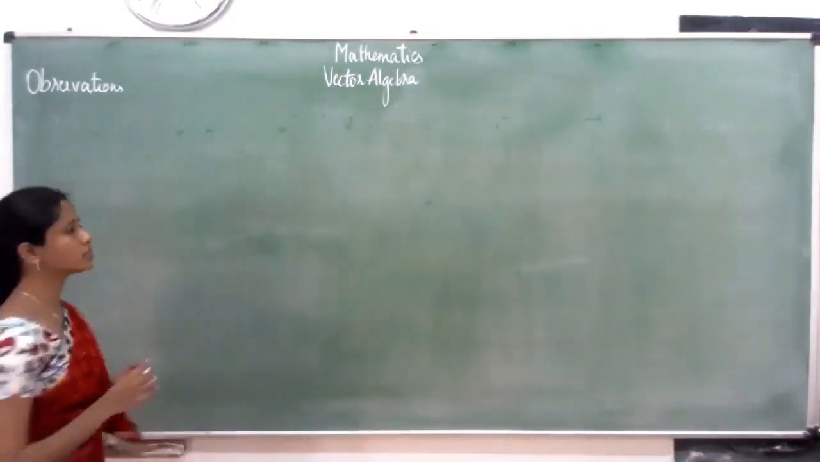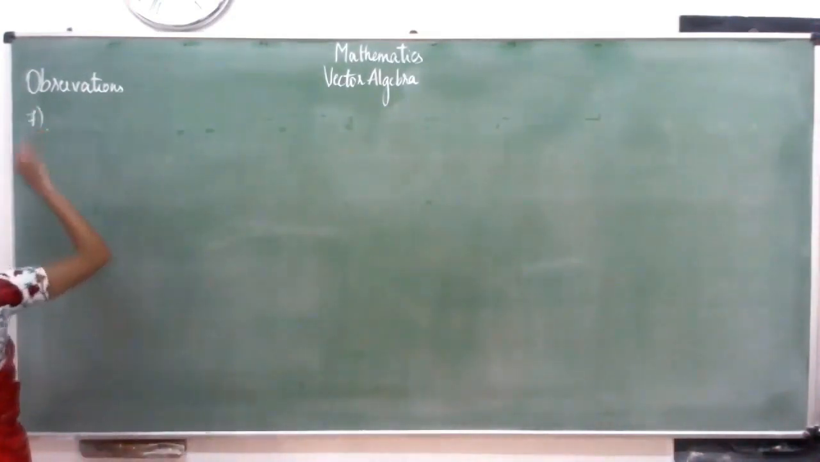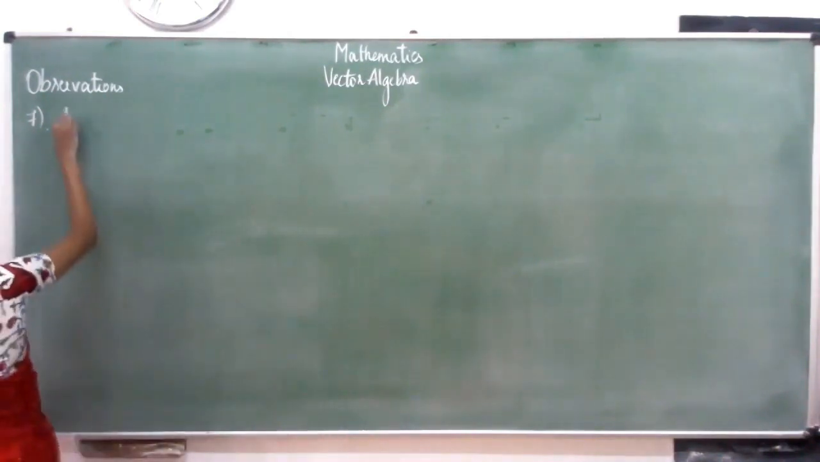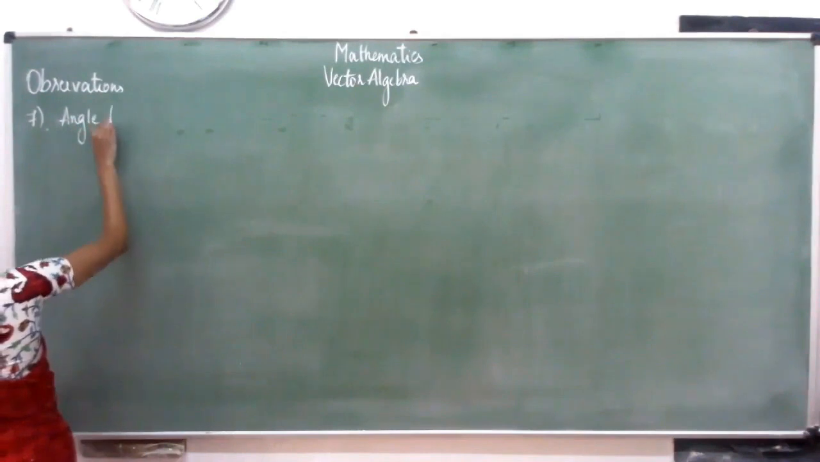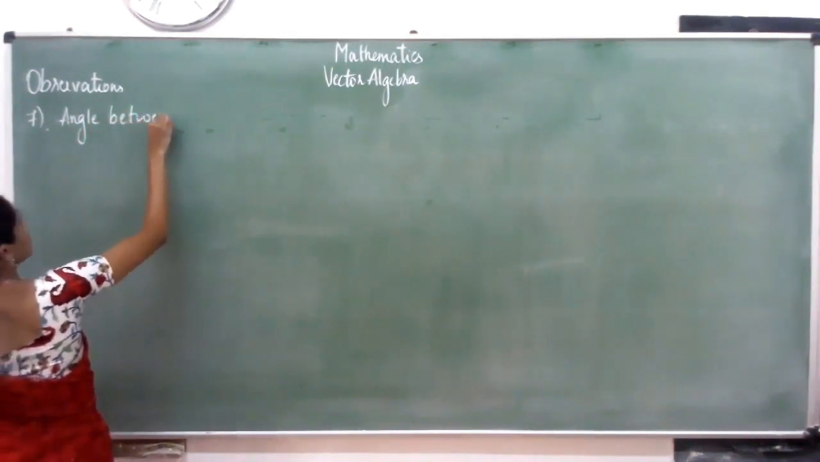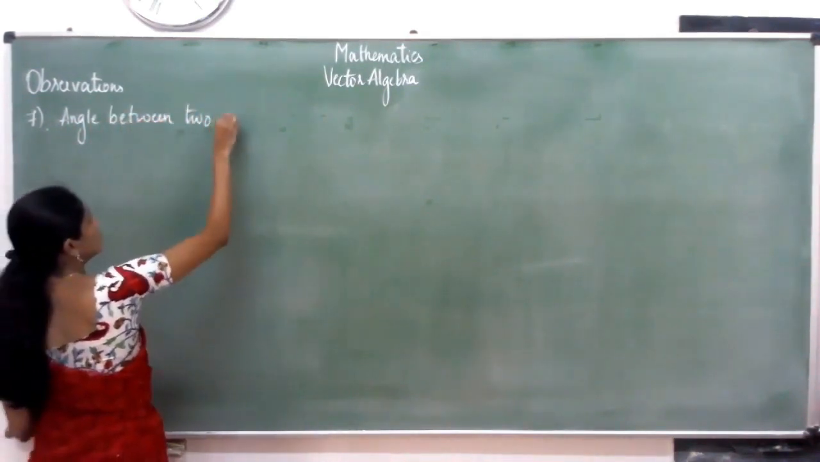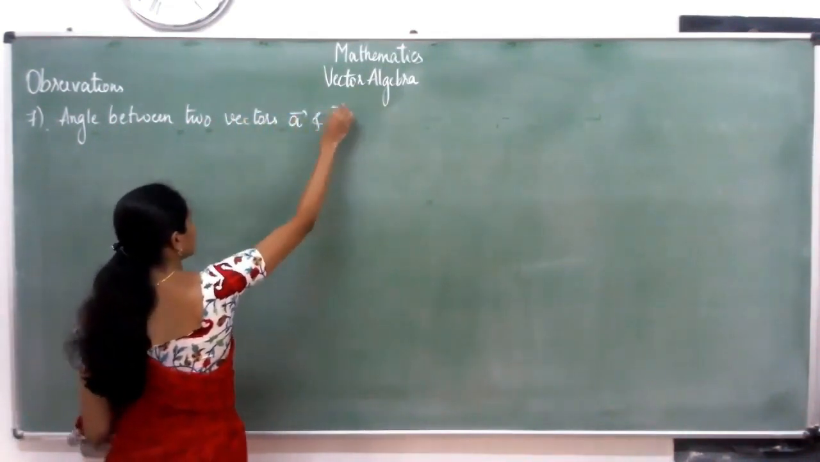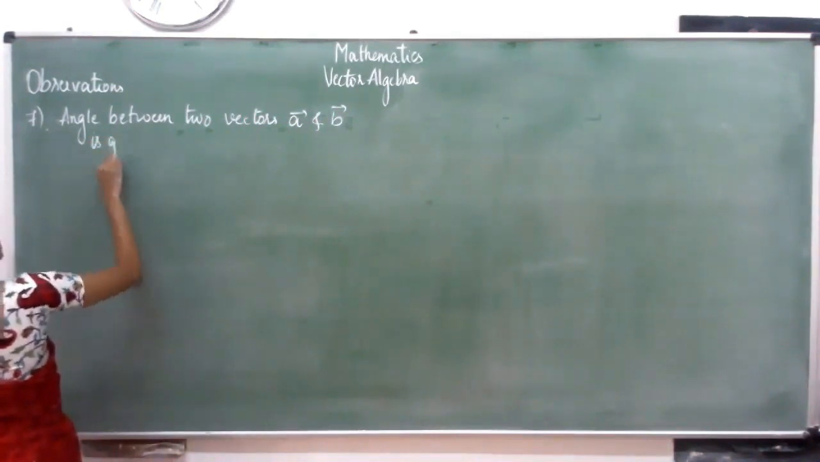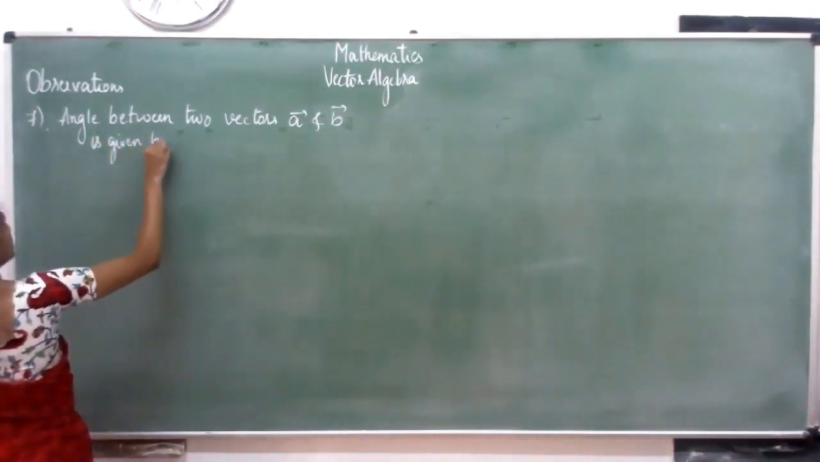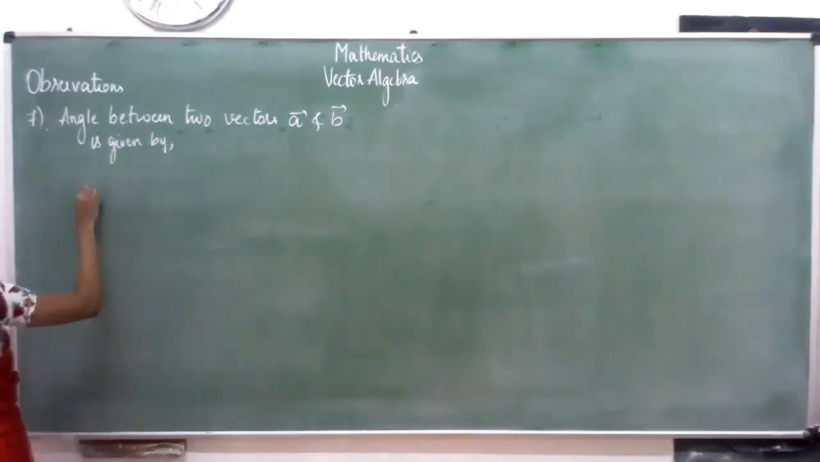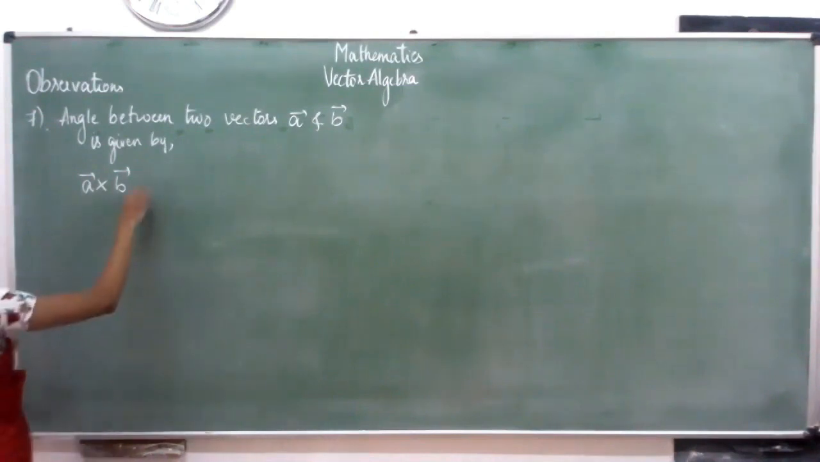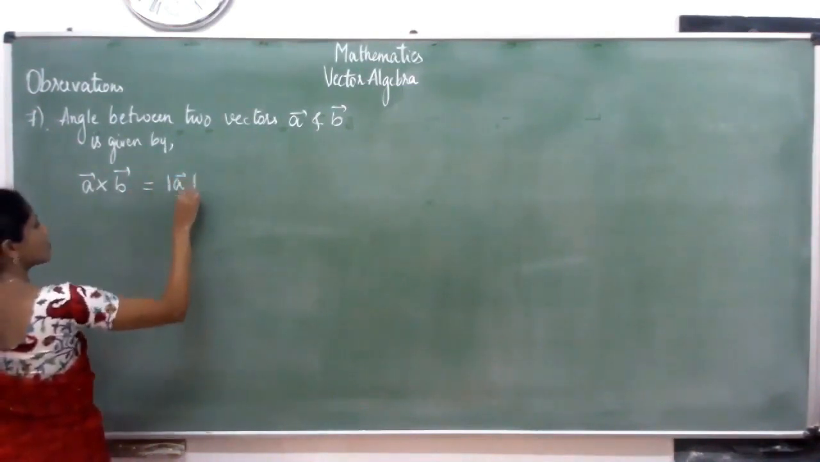Let's see the next observation. Here we are going to find the angle between two vectors, vector A and vector B, which is given by, okay. For this, first I should consider the definition of the cross product between the two vectors.